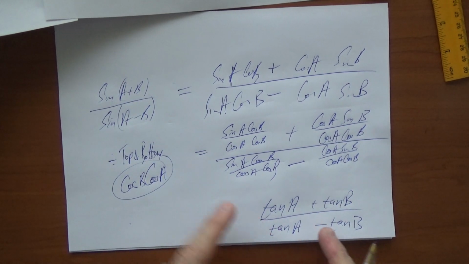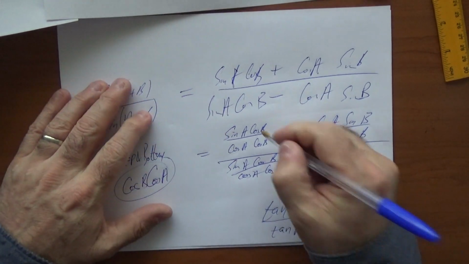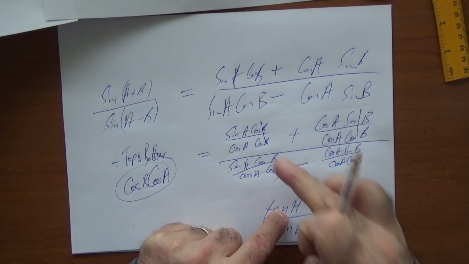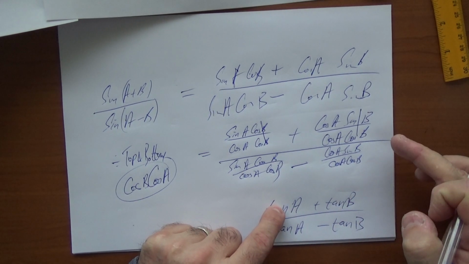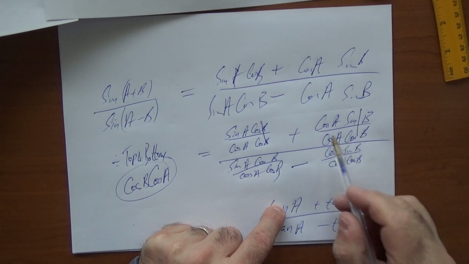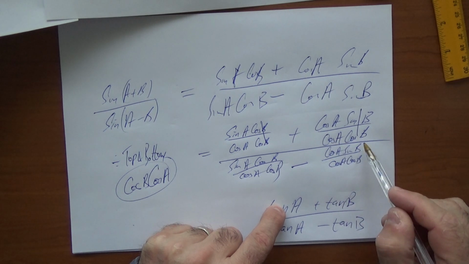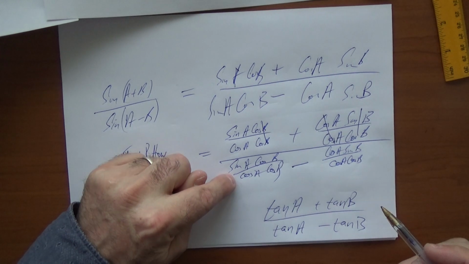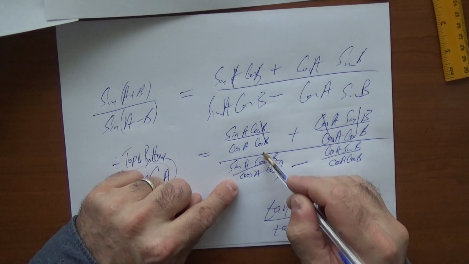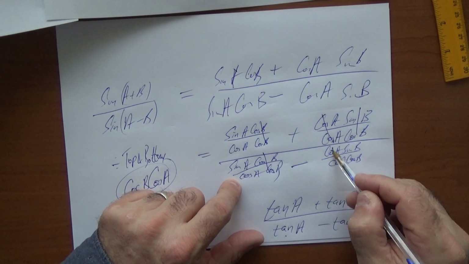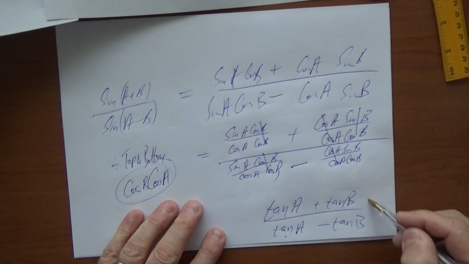Now all you have to do is reuse this line, because you've got a cancellation here, so you have tan of a. Cos sine cos cos, yeah, you have a cancellation here, so you have tan of b. Good. You have a cancellation here, so you have tan of a. And you have a cancellation here, so you have minus tan of b. So that's verified.